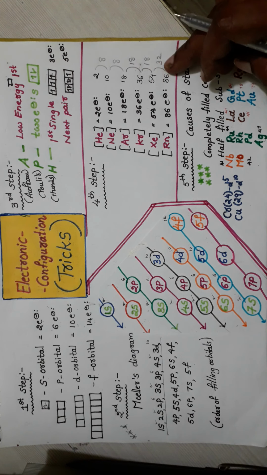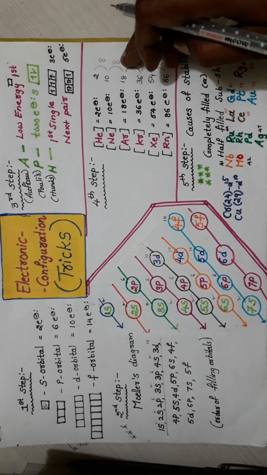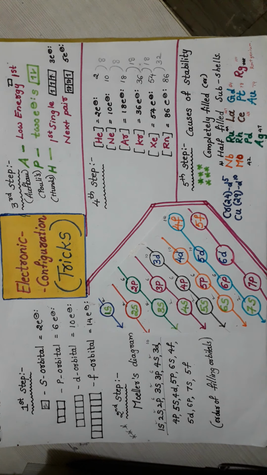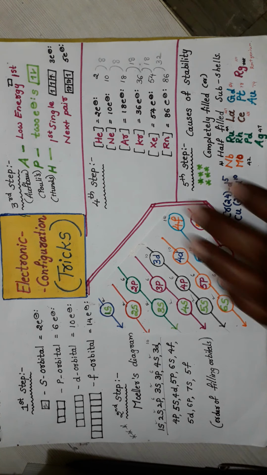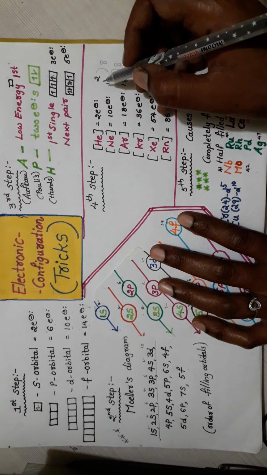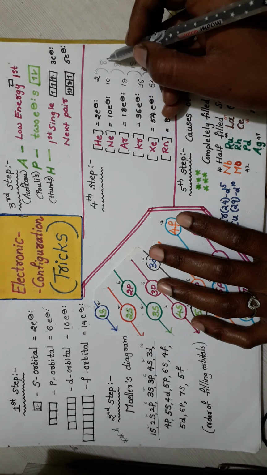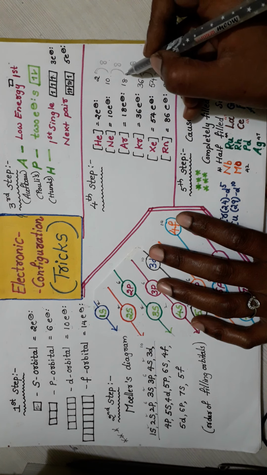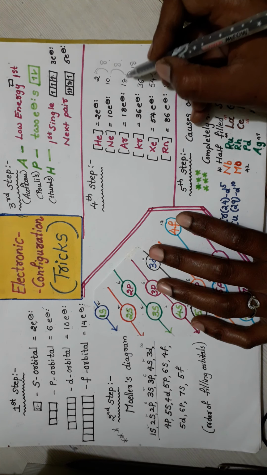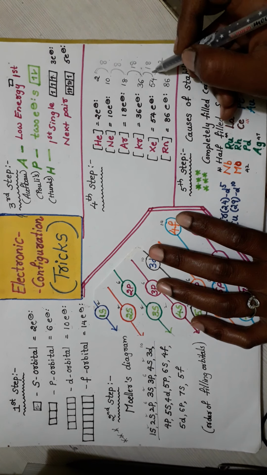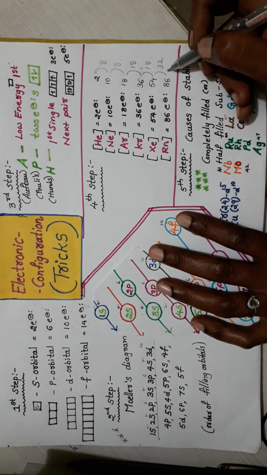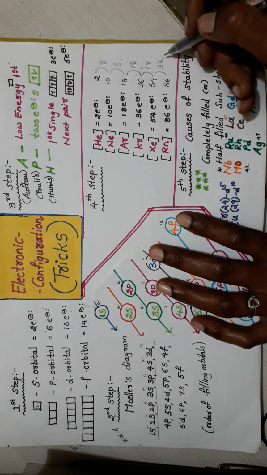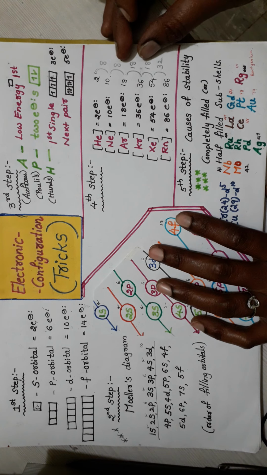If you know this difference, for any type of element we may find out the electronic configuration and atomic number easily. So here, helium to neon, how much is the variation? 8. Next, neon to argon, how much is the variation? 8. Argon to krypton 18, krypton to xenon 18. Xenon to radon 32.